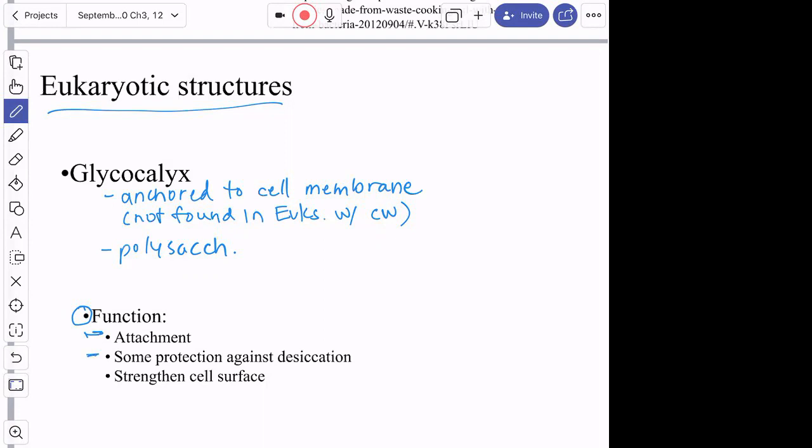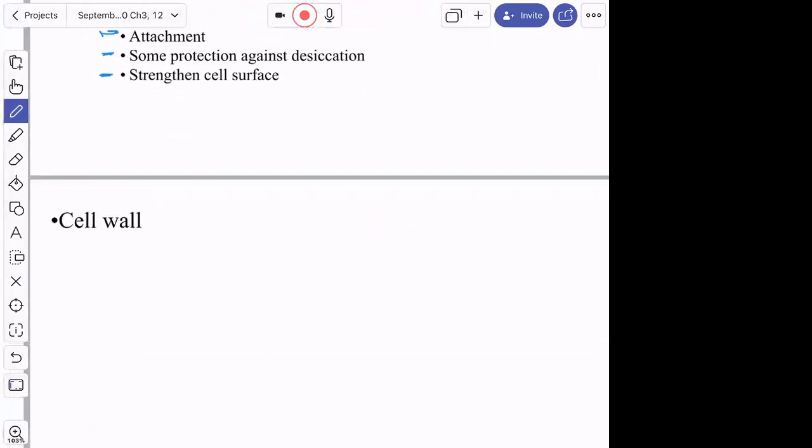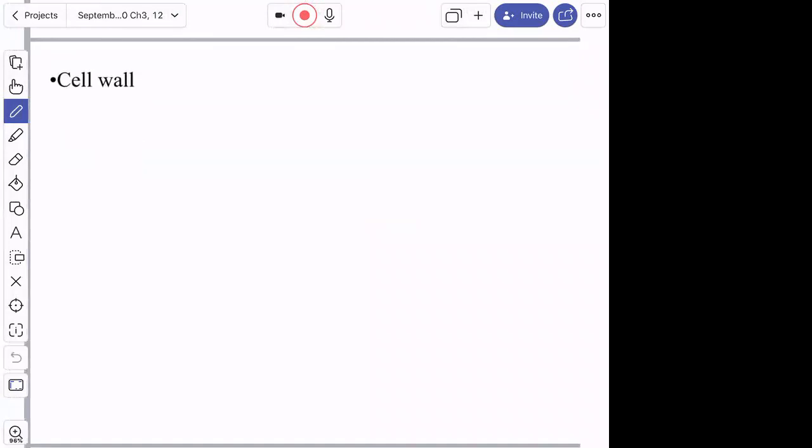One function for prokaryotes was it protects the cell from being phagocytized. Eukaryotic cells are so big that typically they're not going to be phagocytized by another cell, so that's not a function, but it certainly helps strengthen the cell surface a little bit, especially because these cells don't have a cell wall. And the cell wall, I'm not going to talk a whole lot about here. We spent a lot of time on that for our bacteria.